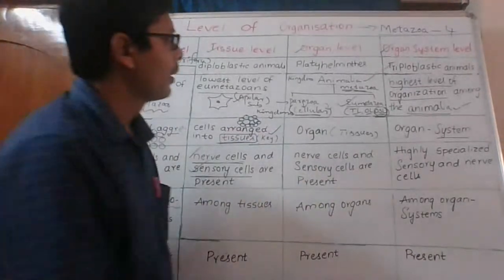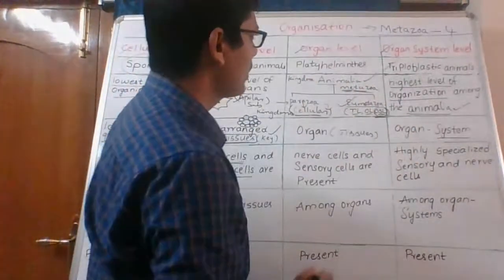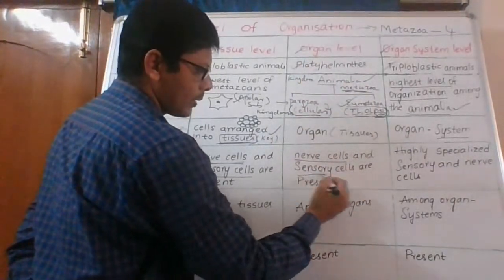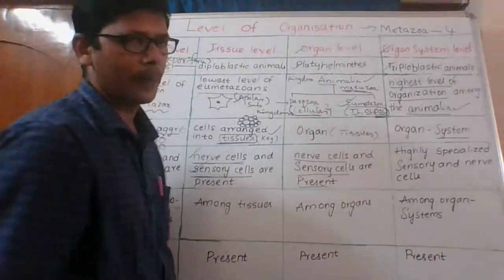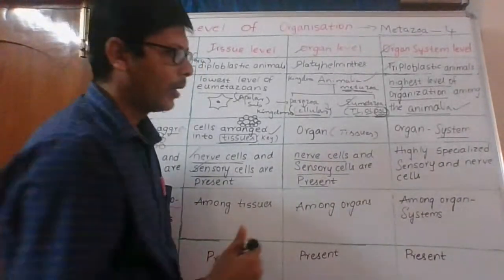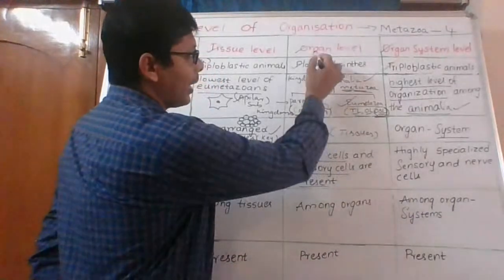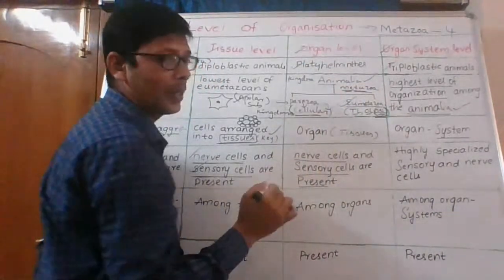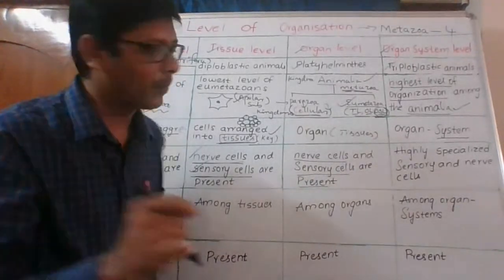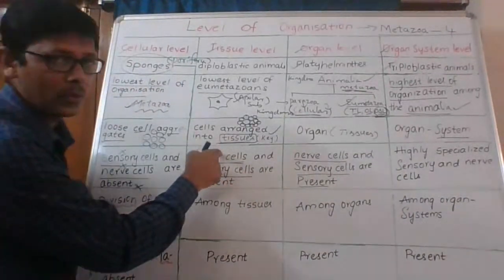Here also are the organisms which have organ system development, for example Platyhelminthes. In these organisms also nerve cells and sensory cells are present. Here the nervous system is a ladder-like nervous system. The brain evolved for the first time in Platyhelminthes. Here the nervous system is present, but there is no brain.